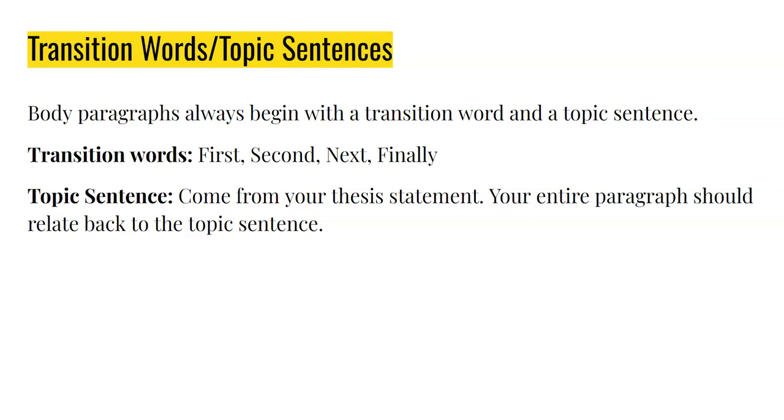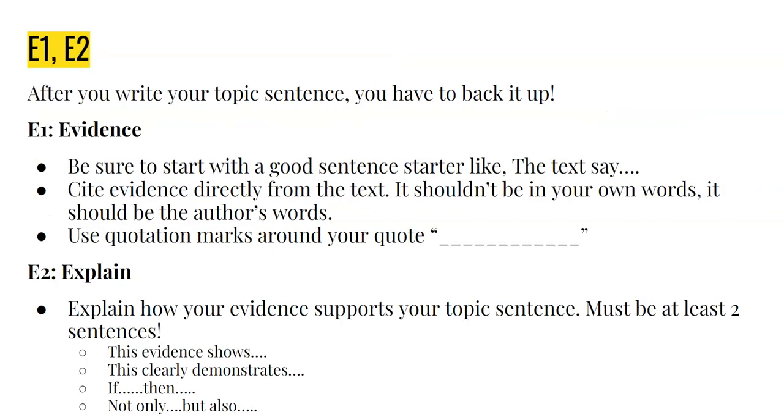I do want you to remember that whatever you put as your topic sentence, the whole paragraph should focus on that topic. So whatever evidence you use or whatever explanations you give need to relate back in some way to the topic sentence. After you include your transition word and your topic sentence, then you're going to move on to your E1 and your E2. A couple of reminders about this. Remember, we said E1 stands for evidence.